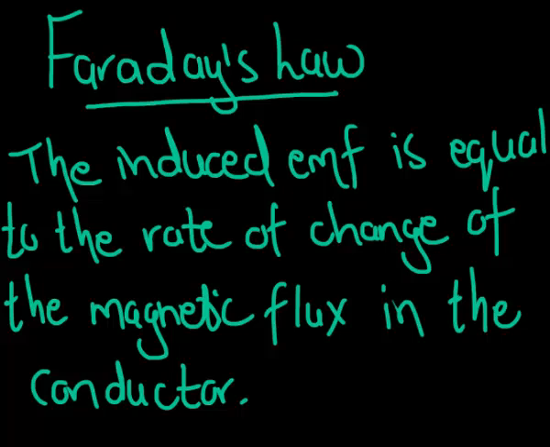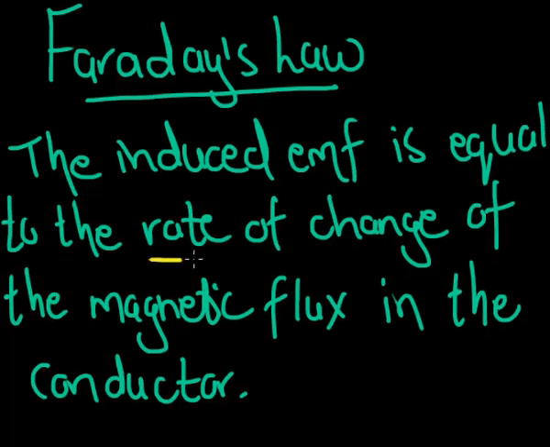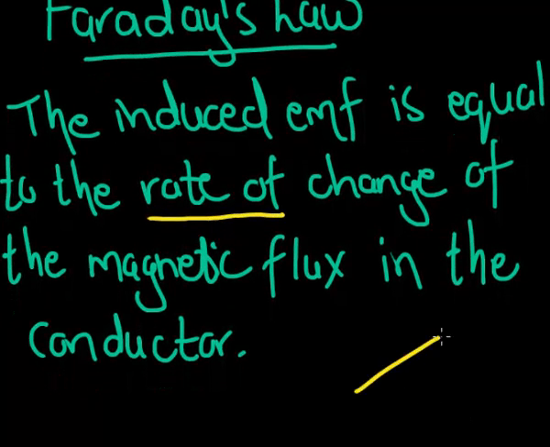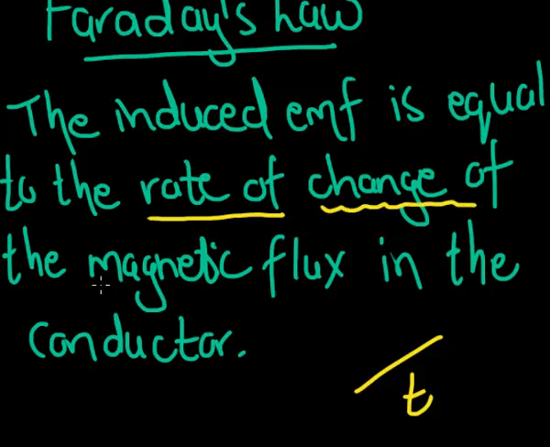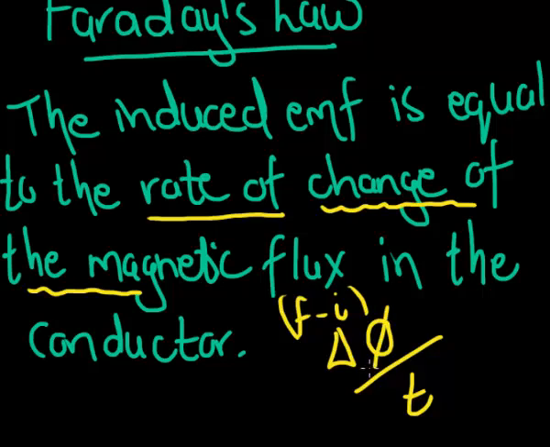And he stated that the induced EMF would be equal to the rate of change of magnetic flux. Now, whenever you get to the words "rate of" in a definition, that means divided by time. And in this case, it's divided by time for the change of the magnetic flux. Now, "change in" means your delta value, and that means your final minus your initial value. So in this case it's the final minus the initial value of the magnetic flux, divided by time.